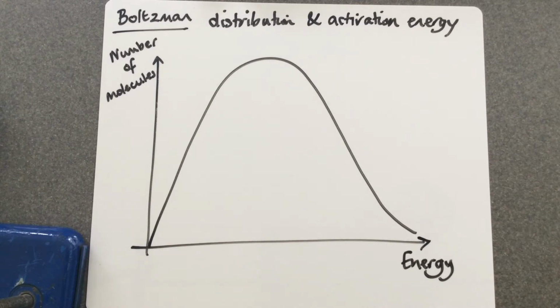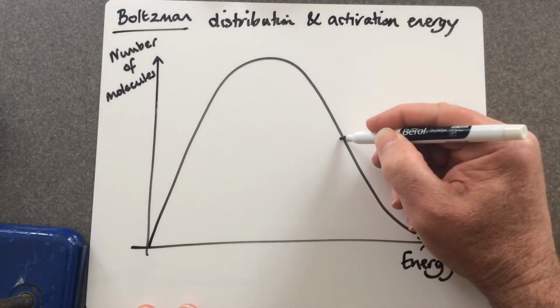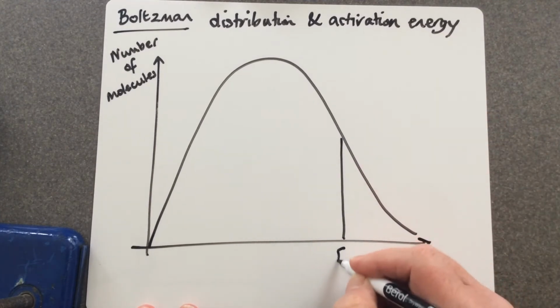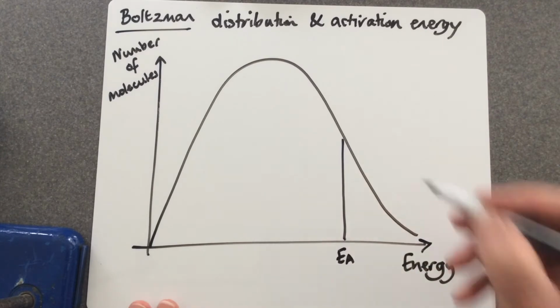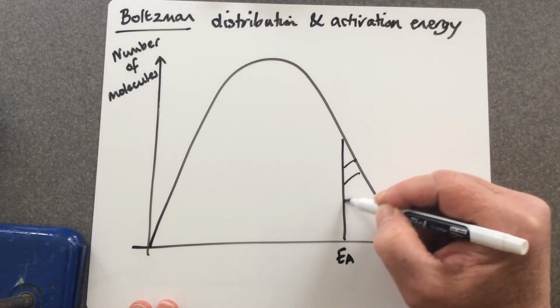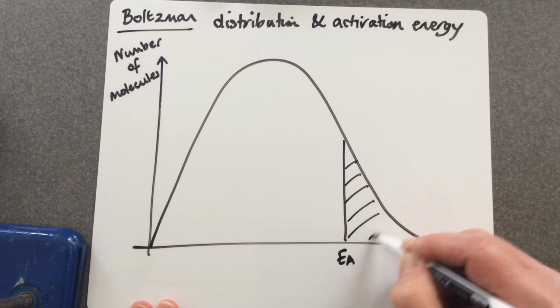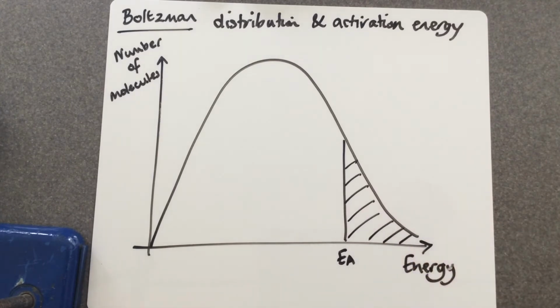Okay. When we think about activation energy for a chemical reaction, activation energy is the minimum amount of energy that particles need to have for them to be able to react successfully. So let's just draw on an activation energy. All of the particles represented by this shaded area, which have energy greater than the activation energy, will be able to react.